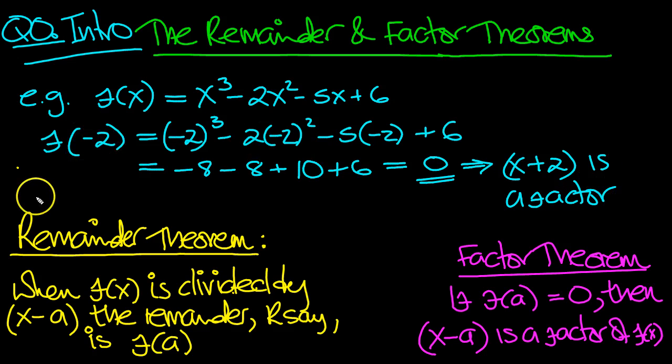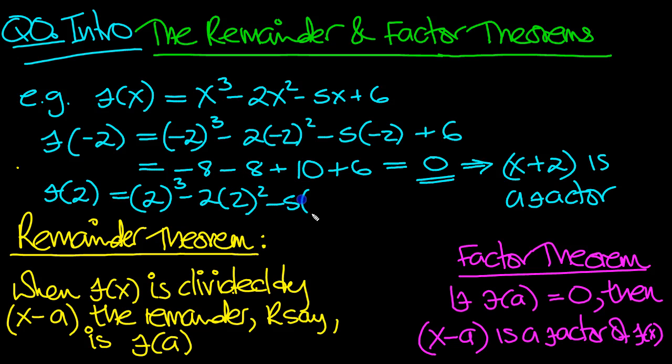On the other hand, let's do f of 2 then. So I'm going to scratch this now and just put 2 in. F of 2 is equal to 2 cubed, the input is 2, minus 2 times 2 squared, minus 5 times 2 plus 6, equals 8 minus 8, minus 10, plus 6. Let's just check that.